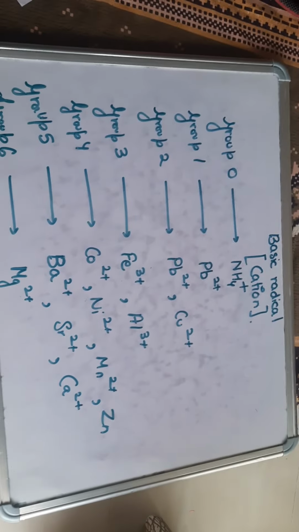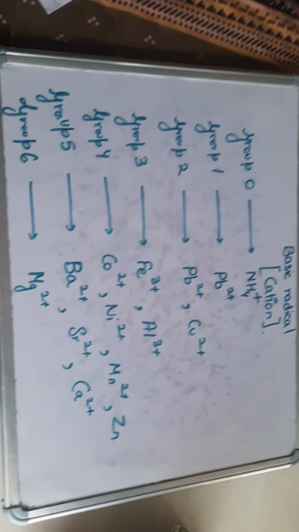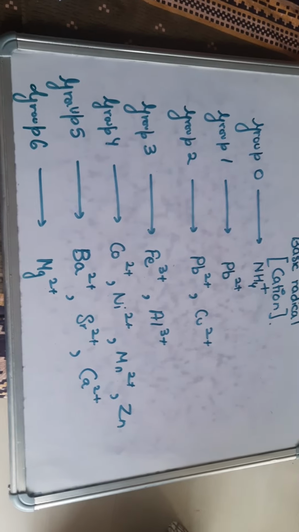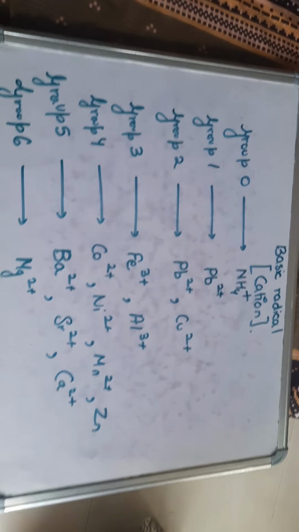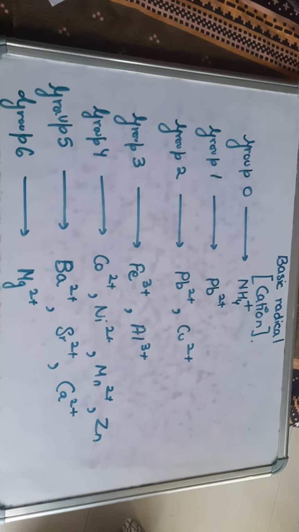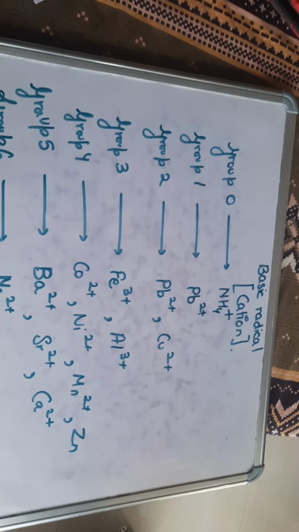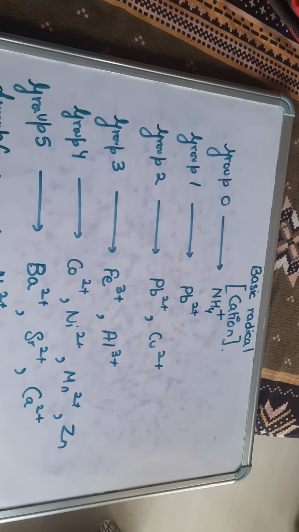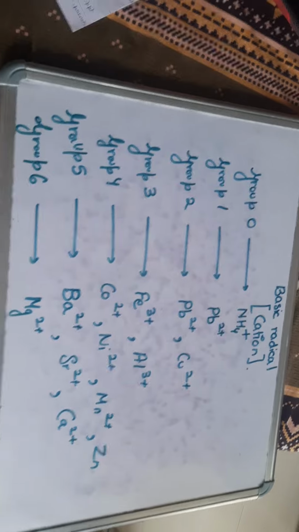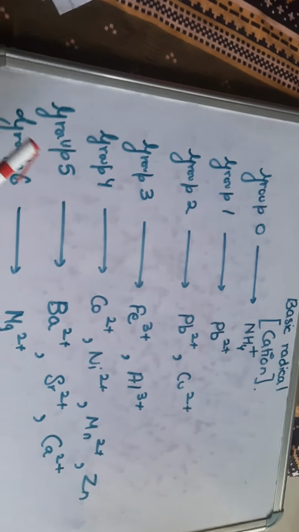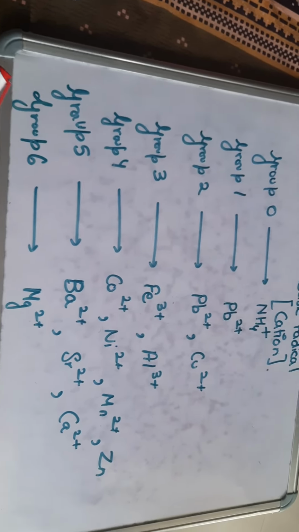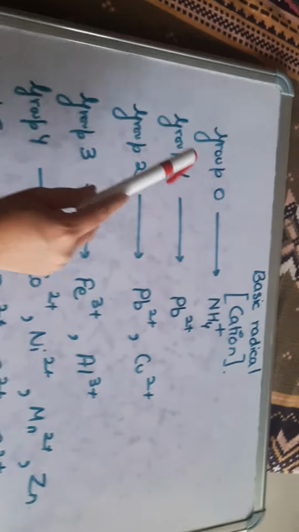So now we're going to talk about the basic radicals. Now the basic radicals are also known as the cations. Why? Because they contain the positive charge. So this basic radical, which is also known as the cations, is divided into several groups, right? Basically they are divided into 6 groups. Okay, so the first group is the group 0.